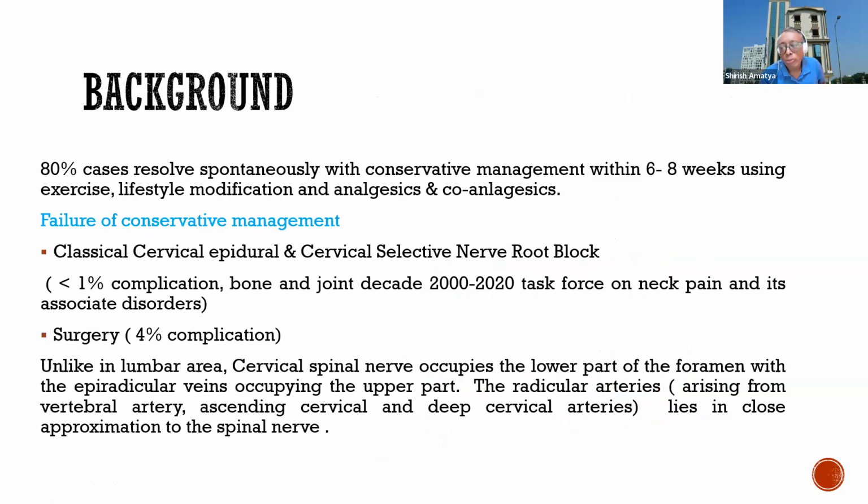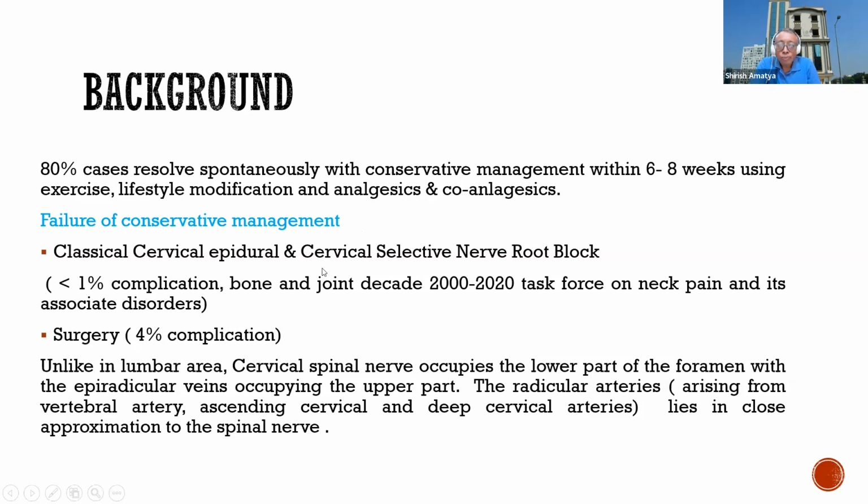Normally in cervical radiculopathy, we all know that in 80% of the cases it will resolve spontaneously even with conservative management of 6 to 8 weeks. Within these 6 to 8 weeks, we can go for exercise, lifestyle modification, analgesics and co-analgesics. If the pain score is too high, or if the patient is not relieved with conservative management, we usually go for injection treatment. Previously, classical cervical epidural was commonly used, but nowadays we are also using cervical selective nerve block to treat pain in cervical radiculopathy.